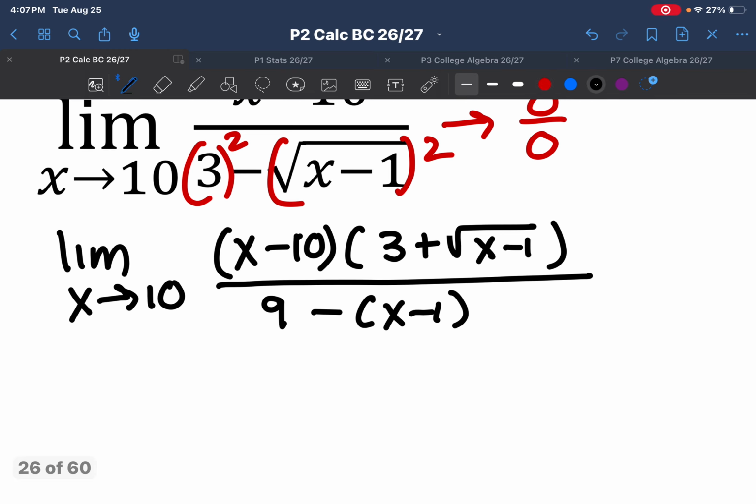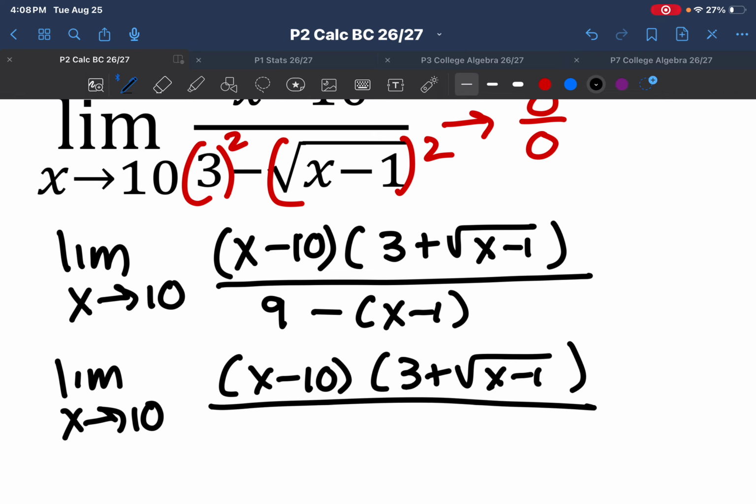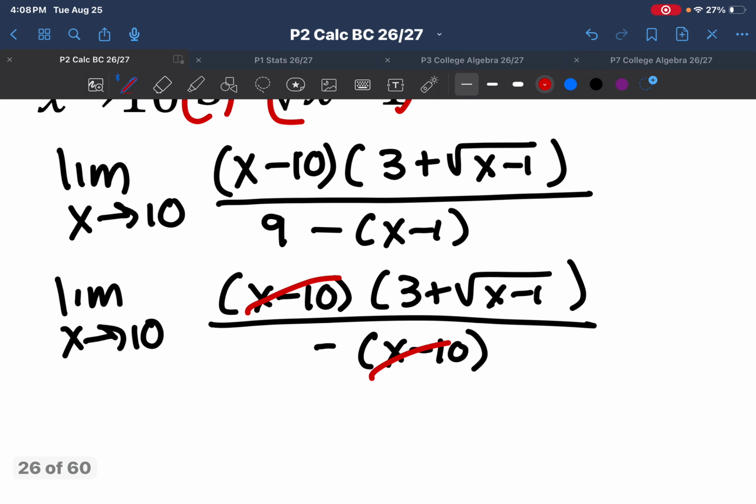Okay, I want to end up canceling the x minus 10, so I need to simplify this. So I have x minus 10 times 3 plus the square root of x minus 1 all over, well, if I simplify this, that's minus x, 10, so 10 minus x, or I can say negative x minus 10, which means these would cancel.